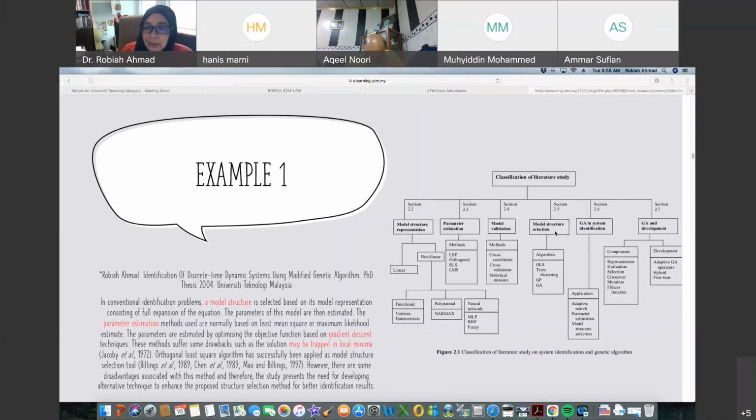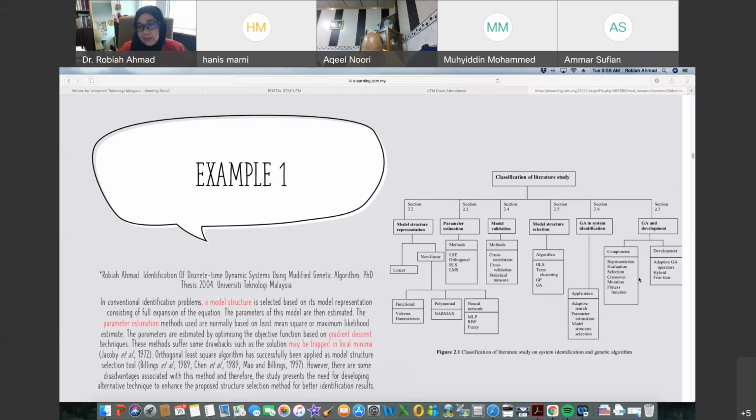And then the structure selection, this is the main point, the structure selection, what are the current technology used? And then I'm proposing something new. I'm using genetic algorithms. So I must have a section on what people have been doing on genetic algorithm, particularly on this area, system identification. So I have one section of that.